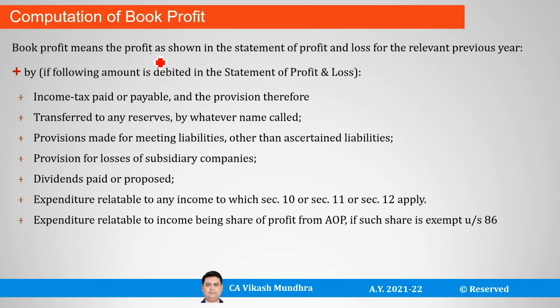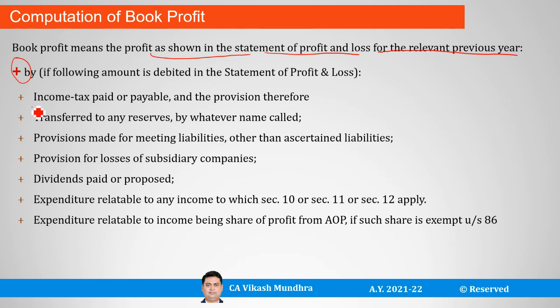Book profit means the profit as shown in the statement of profit and loss account for the relevant previous year. You just start from the profit or loss figure which is shown in your PL statement. Now, a few items are required to be added and a few items are required to be reduced. If debited in the PL statement it is added, and if credited in your PL statement it is reduced, barring a few items.